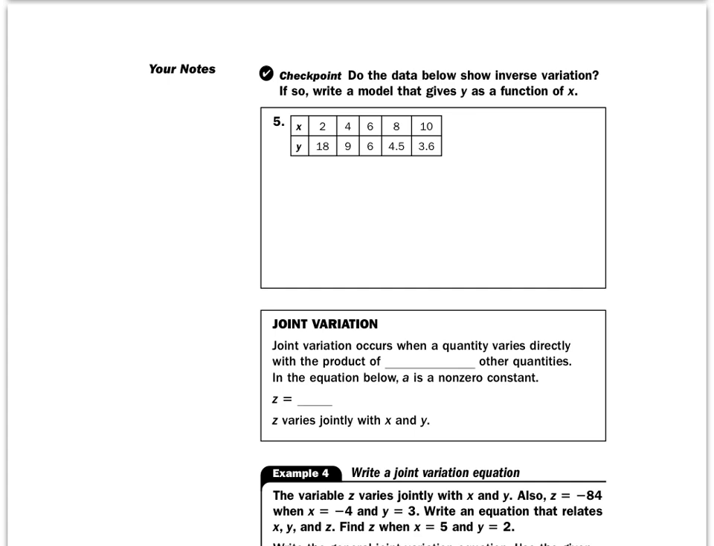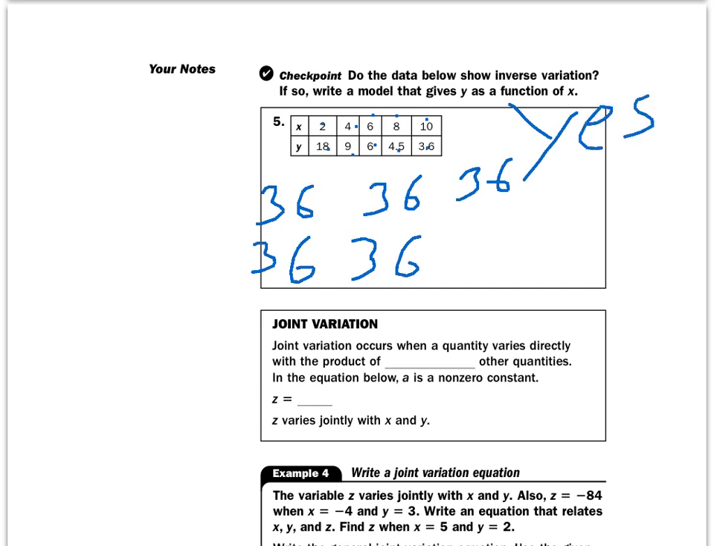All right, I hope right away what you guys did is said 2 times that is 36. 2 times 18 is 36. 4 times 9 is 36. 6 times 6 is 36. 8 times 4.5. Guess what that one is? Yes, 36. And 10 times 3.6 is 36. A lot of 36s, yes. Answer is yes. And the constant variation just happens to be that 36. So it's y equals 36 over x.